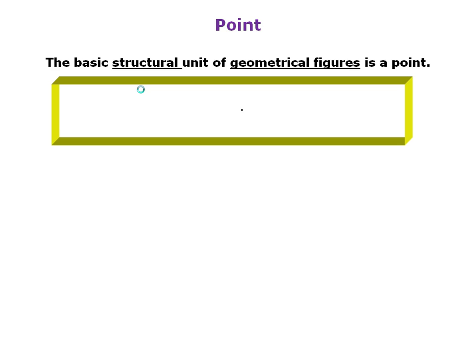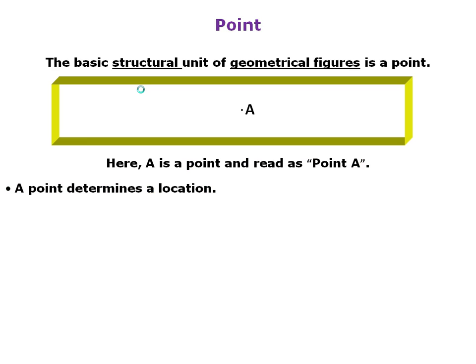This is a dot which represents our real point. Real point is almost invisible, very tiniest. The dot you have seen here is a combination of millions of points. But to represent our point, we will take this dot, and it is denoted by a capital letter. You see, it is point A. A point determines a location, so it can locate any place.